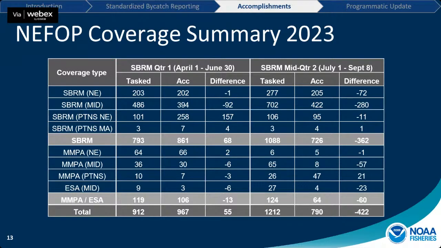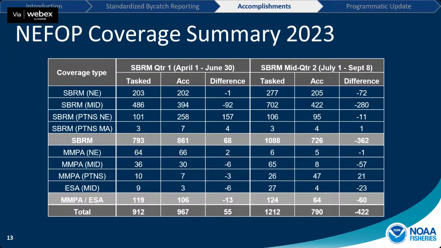So for our 2023 NEFOP coverage, so again, this is our coverage beginning May 1st, 2023, it has been going well despite the delays to the rollout of the 2023 sea day schedule. So the first quarter of the year, which we consider April through June, we've had some shortfalls in the Mid-Atlantic small mesh bottom otter trawl. Again, this is about the 1500 days that are tasked. So far, we have about 65% of those tasked days completed. The Endangered Species Act, Marine Mammal Protection Act days, so protected species days in the Mid-Atlantic, we are averaging about 73% of a realized coverage rate, with a little bit lower realized coverage rate in the ESA over the MMPA days.